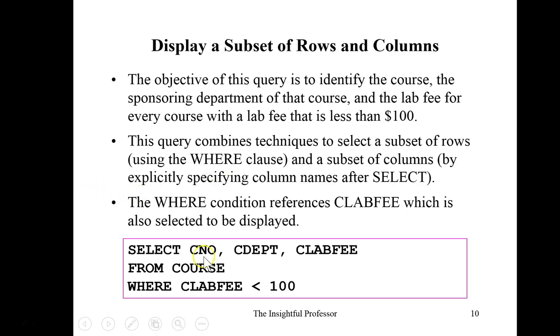All we do is we simply select the columns of interest to us in the left to right order that we wish to see them, and we include a where clause that introduces the predicate or the search condition that must be satisfied. We will get only the rows satisfied by the condition expressed in the where clause, and we will see only these columns. Now, here's where it gets really neat. Notice I'm selecting course number, department, and lab fee.